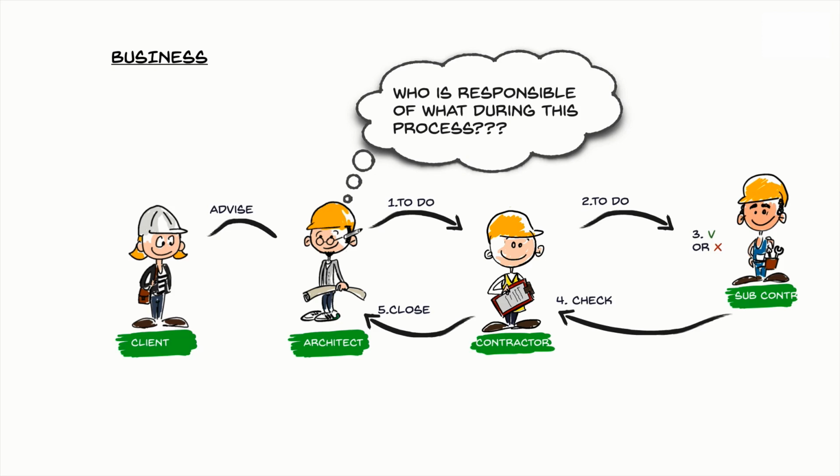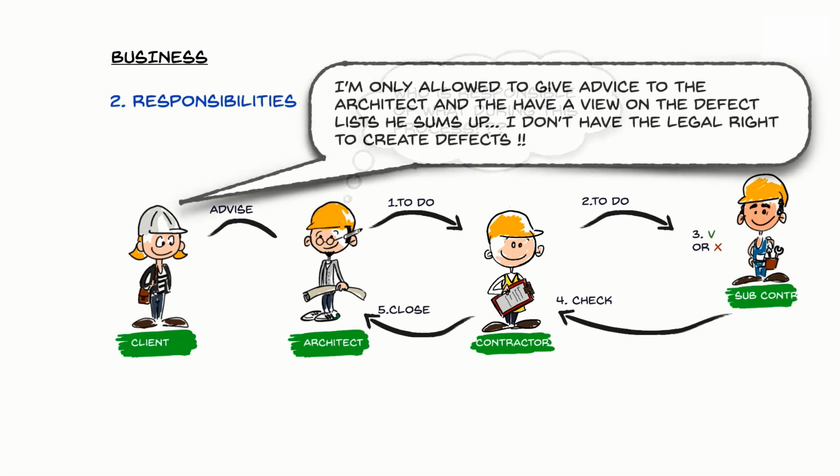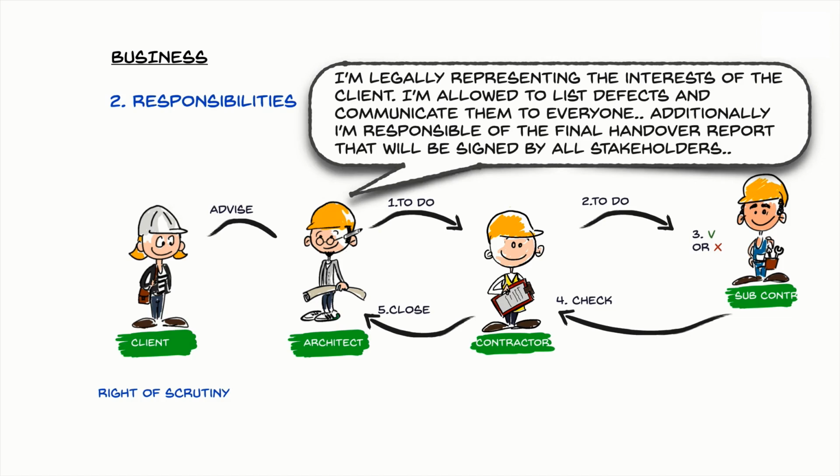Well, the client is only allowed to give advice to the architect and to have a view on the defect lists he sums up. He doesn't have the legal right to create defects. As an architect, you are legally representing the interests of the client. You are allowed to list defects and communicate them to everyone. Additionally, you are responsible for the final handover report that will be distributed to all stakeholders.